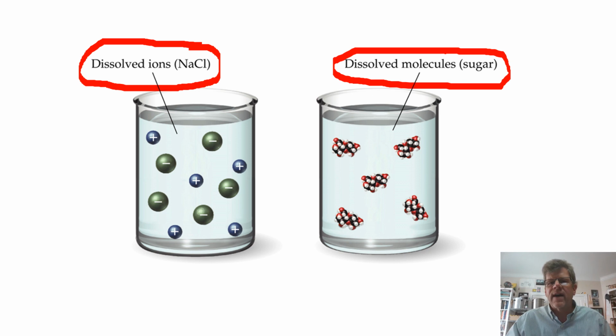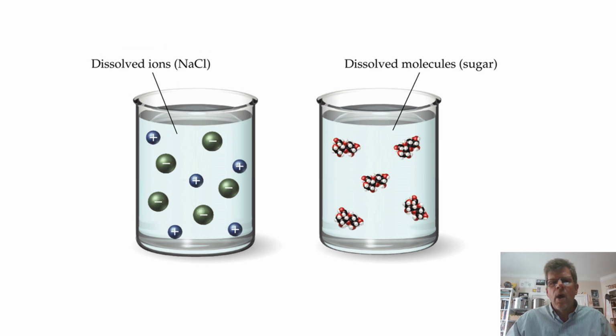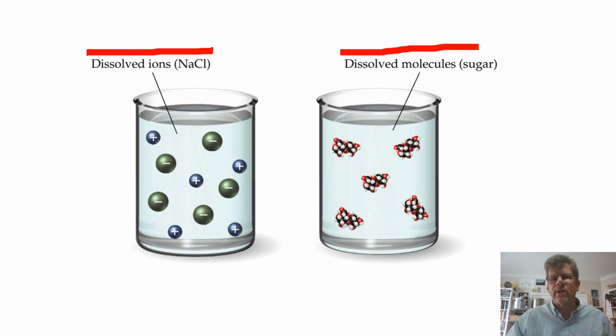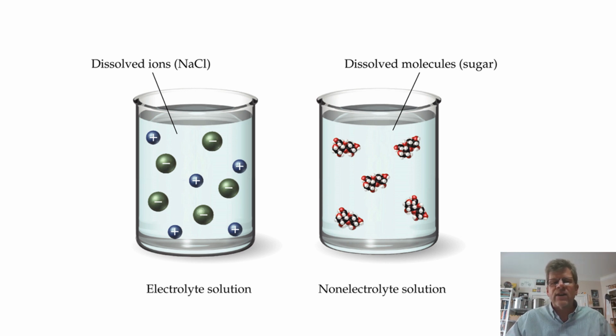So like dissolves like. Our sugar molecules can dissolve as well. They are not ions. They are just regular old molecules in this case. So we can pose the difference here between a solution of dissolved ions on the left and a solution of dissolved molecules on the right. The way we name these is, if we have a solution of dissolved ions, it is known as an electrolyte solution. A solution of dissolved molecules, not ions, is considered a non-electrolyte solution.